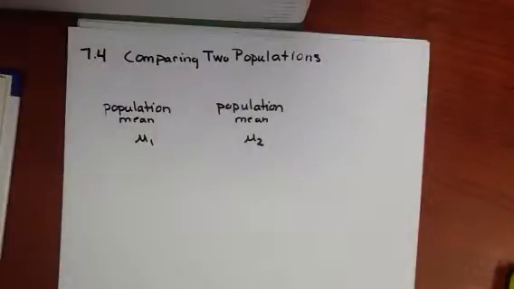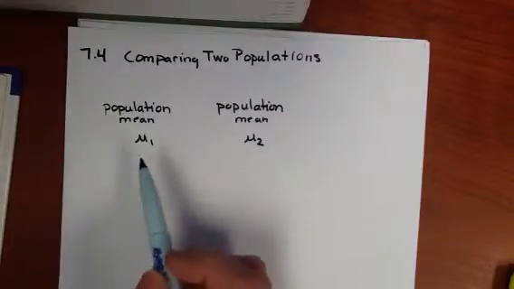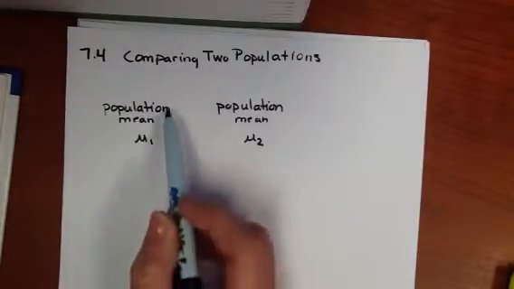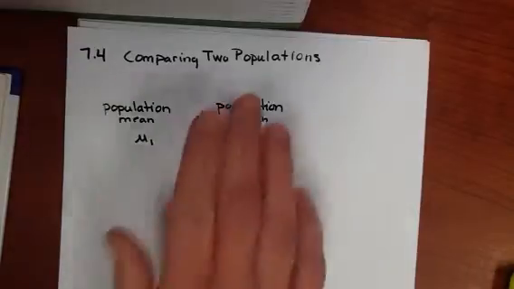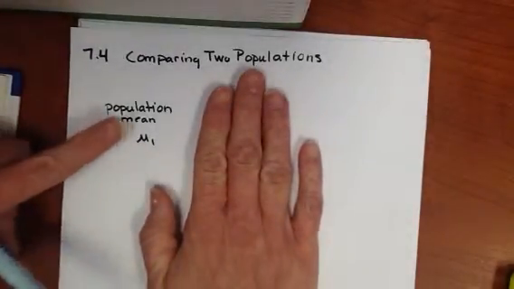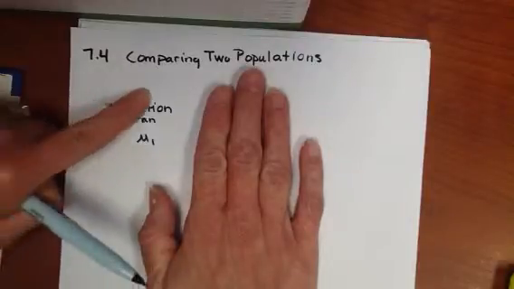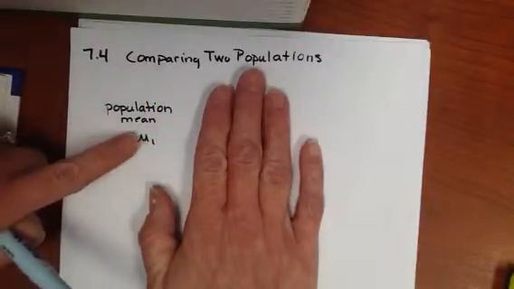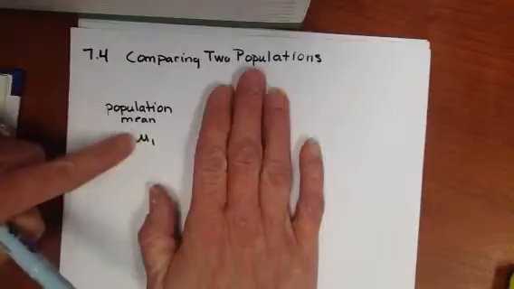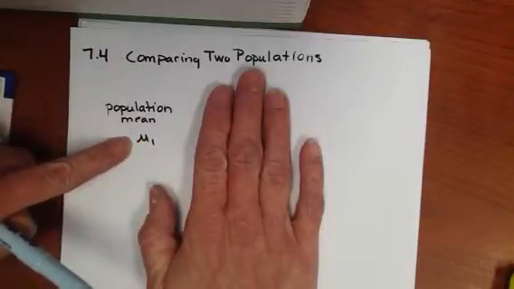In section 7.4, we are comparing two populations. In the earlier sections in chapter 7, we were estimating a population mean. So when we did a z interval or a t interval or one prop z interval, for the z and t interval it was estimating the population mean, or the overall average that all Rhodes State students drove to school.